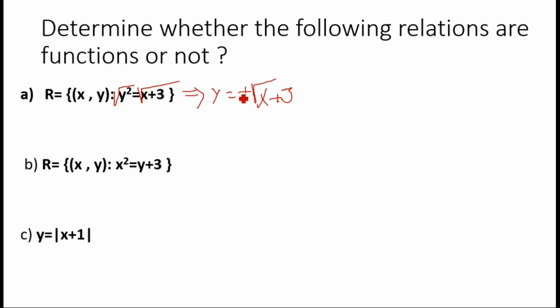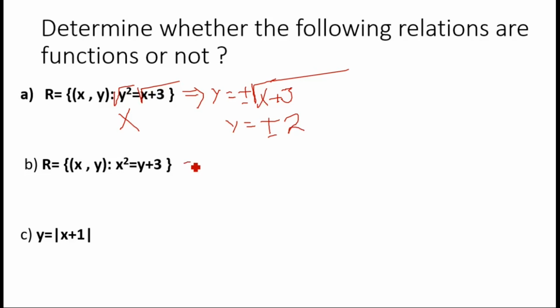Therefore, y has two values, the plus or minus of the square root of this. So for a single value of x, you have different values of y. Let's say, for example, 1 for x. x plus 3 is 4, square root of 4 is 2. The y value for x equal to 1 will be plus or minus 2. So for a single input, you have different values of y, 2 and minus 2. For any value of x, you have a plus and minus value. So this is not a function.